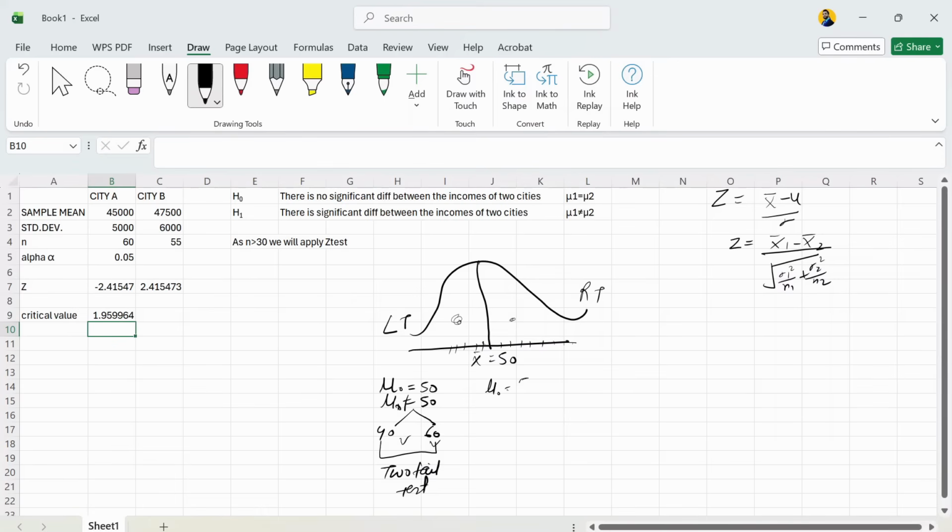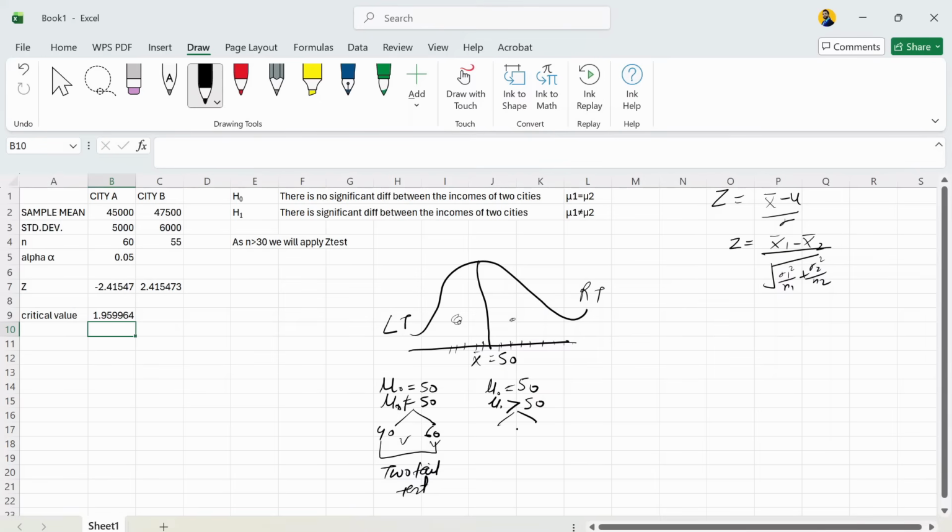Now scenario two. Suppose the average score of the class, as mentioned, is 50. Now the scenario is that your alternative hypothesis is saying that the average score is greater than 50. So if this is the scenario, the marks can be greater than 50, meaning maybe 51, 52, 53, 54.